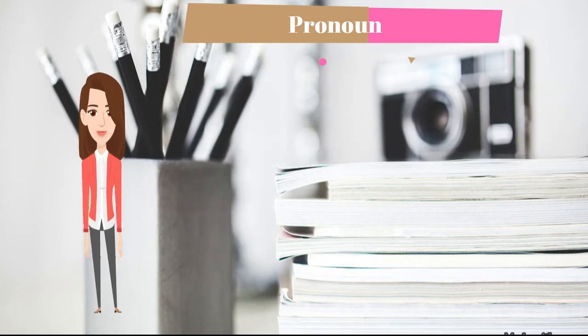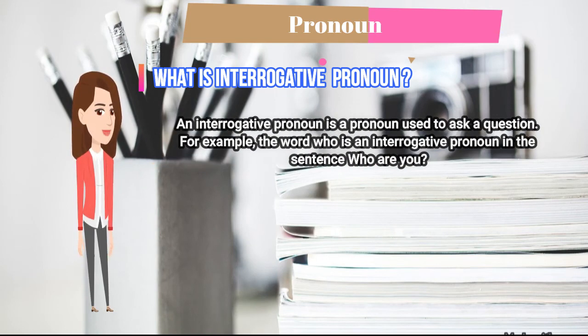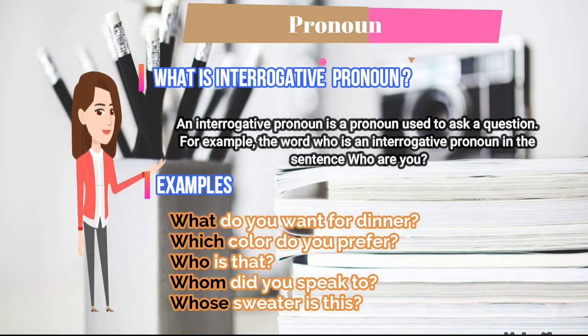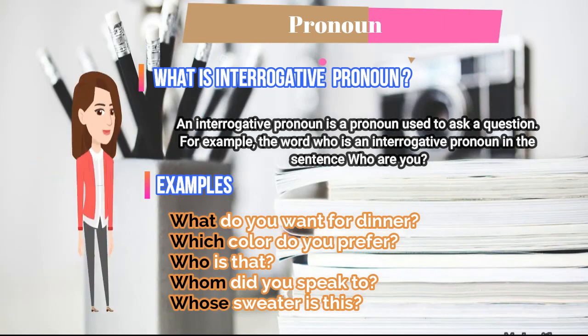Now let me explain. What is an interrogative pronoun? An interrogative pronoun is a pronoun used to ask a question. For example, the word "who" is an interrogative pronoun in the sentence "Who are you?" Let's look at how we use interrogative pronouns in sentences. What do you want for dinner? Which color do you prefer? Who is that? Whom did you speak to? Whose sweater is this? In these sentences, what, which, who, whom, and whose are the examples of interrogative pronouns.